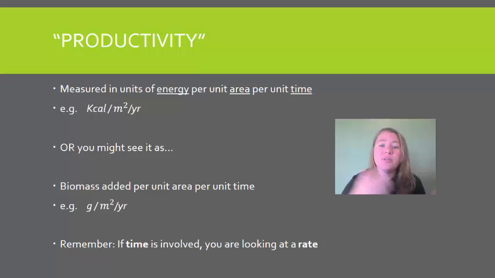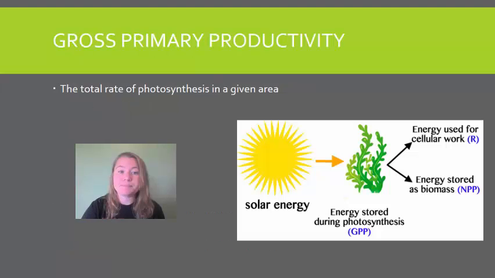So productivity, if we break that term down just a little bit more, is measured in units of energy per unit area per unit time. That gets these really big units attached to numbers, such as kilocalories per meter squared per year. You might also see this written as biomass added per unit area per unit time, and that would be in grams of carbon per meter squared per year. And remember, anytime you see time involved, you're looking at a rate.